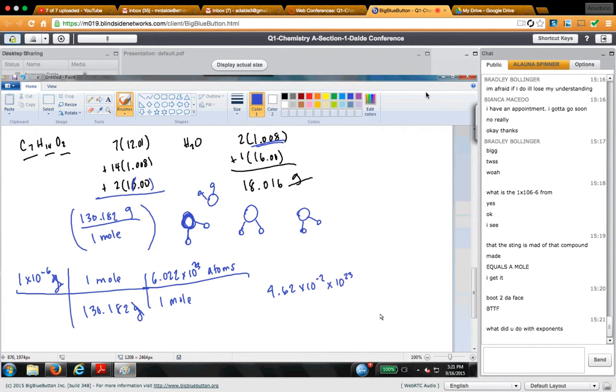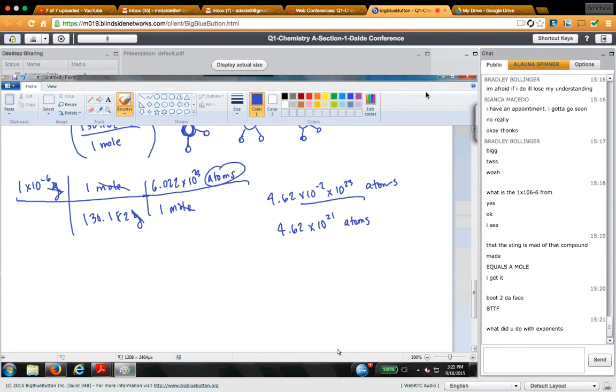Then the grams cancel out with the grams, the moles cancel out with the moles, and I have atoms left over, so the answer is in atoms. Let's combine these two right here. So it's 4.62 times 10 to the 21st power atoms. That is how many atoms of isopentenyl acetate are in one bee sting. Is that a lot or is that not a lot?